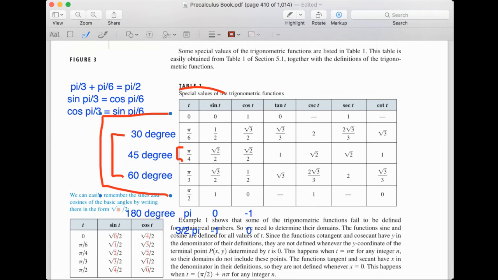I have a question. Yeah. So what would 2 pi be? 2 pi is 360 degrees. You go around just once, you go back to 0.